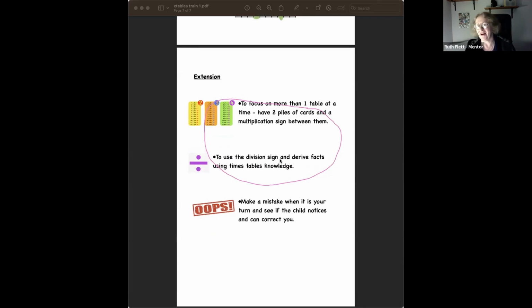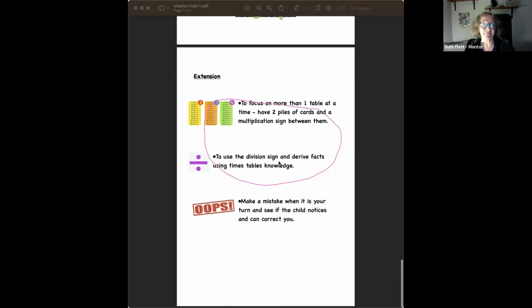What other times, how you can change it then to using what division facts can you use from this times table fact? So for example, if they did 2 times 2 equals 4, you'd hope they'd be able to come up with 4 divided by 2 equals 2. Because they also need to get that link with division as well.